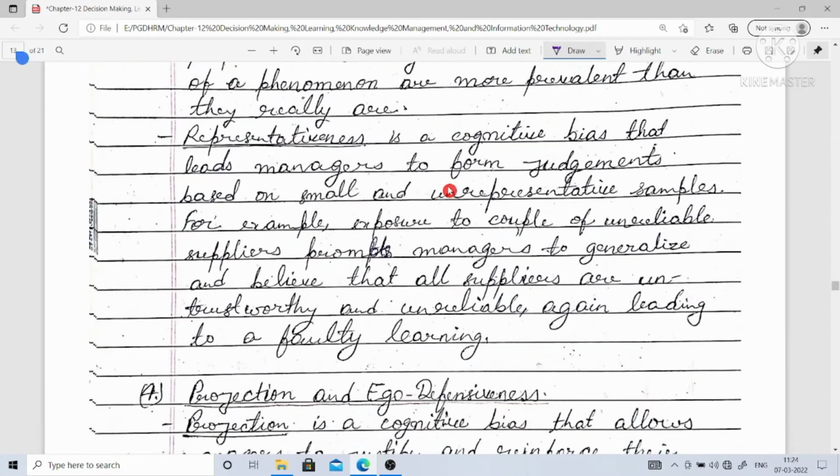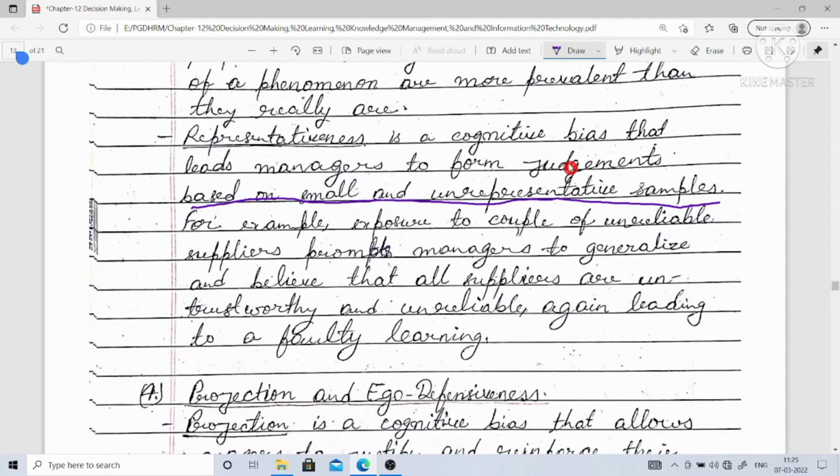And the second given, representativeness. Representativeness is a cognitive bias that leads managers to form judgments based on small and unrepresentative samples. Okay, here it means they form judgments on small and unrepresentative samples. Whatever judgments managers make may not be representative samples, but they think that they are. So that's why here, given judgments based on small and unrepresentative samples, they make judgments.